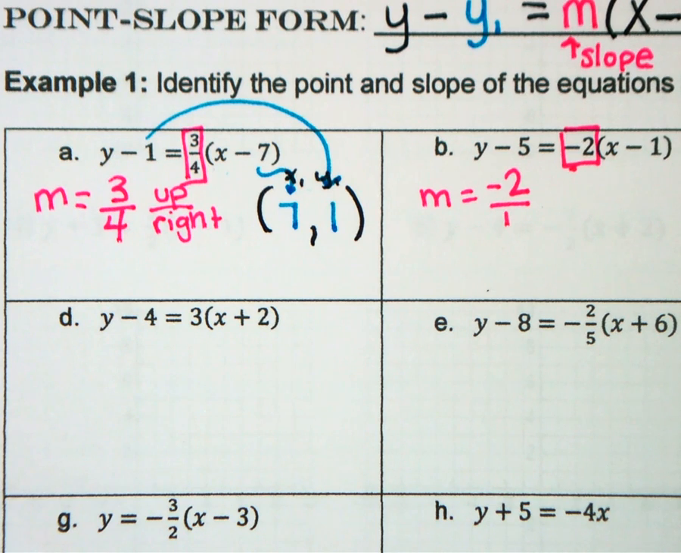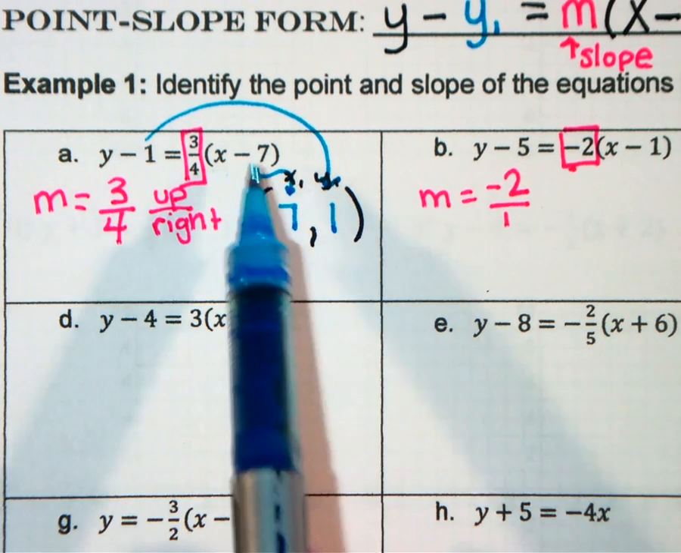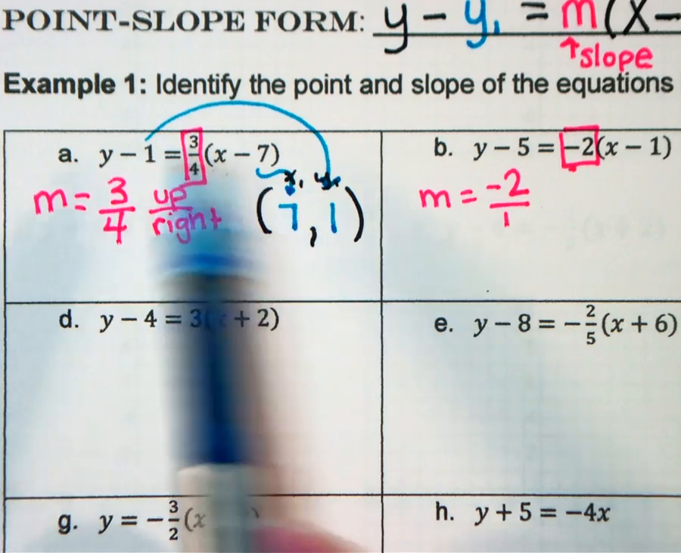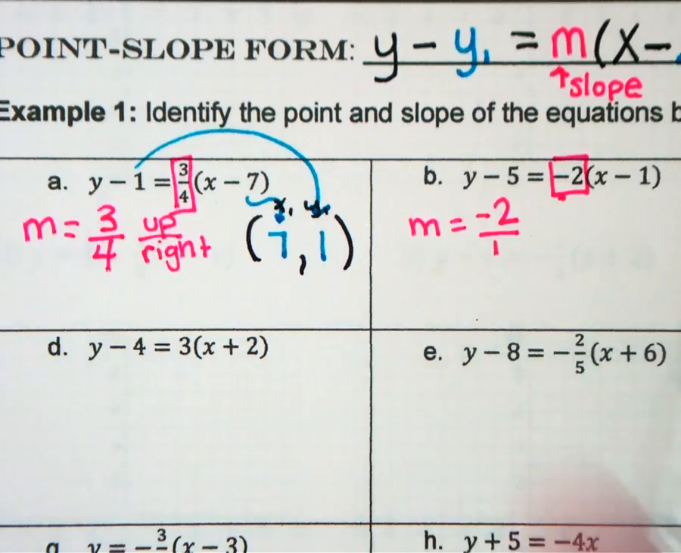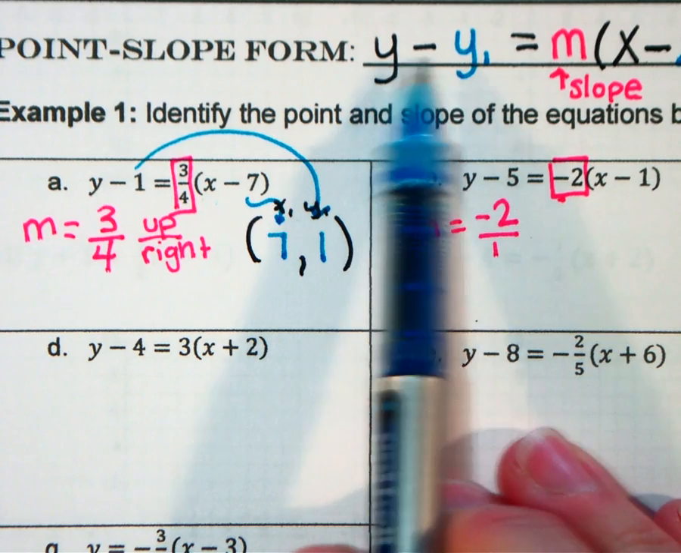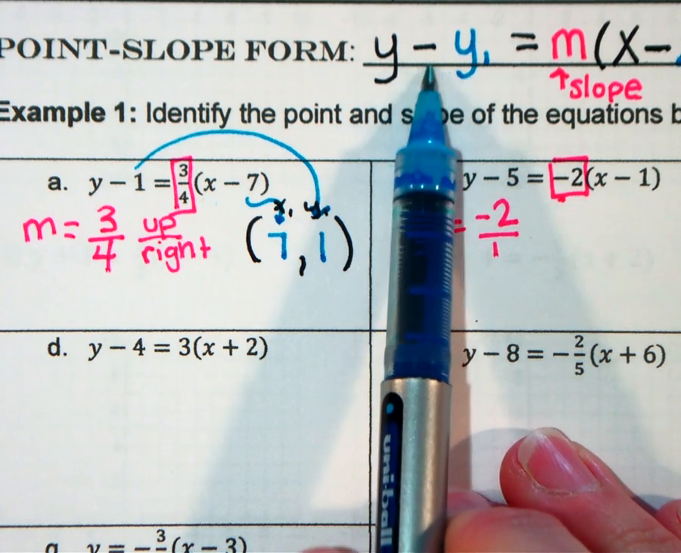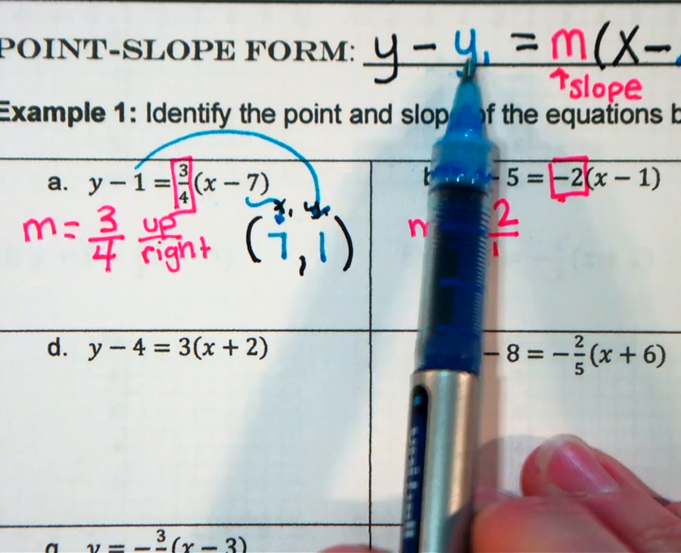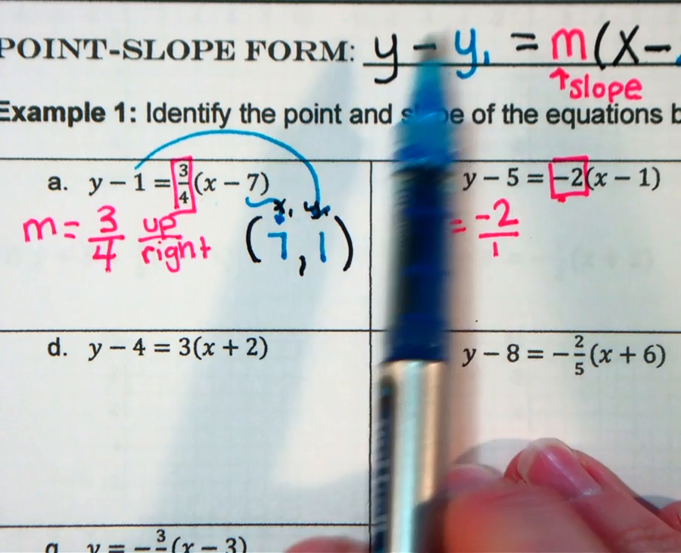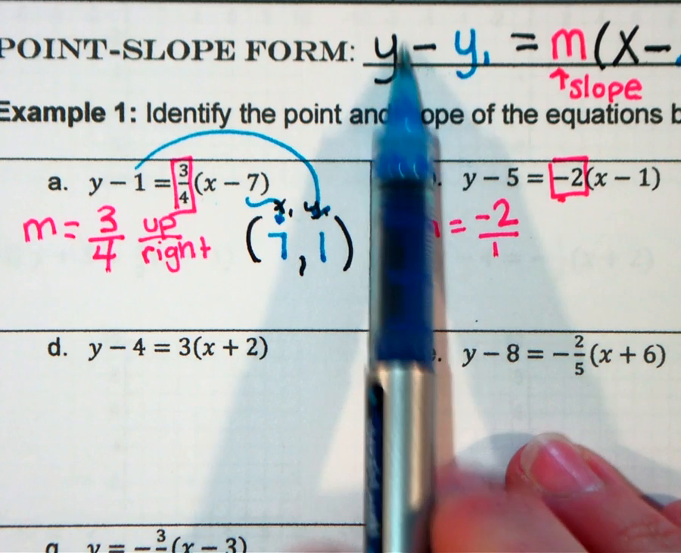Okay, now, you might be asking yourself right now, how come I didn't put -7? How come I didn't put -1? Well, if you look up here, the formula is y minus. So that minus sign is a part of the formula. It is not a part of this number, and that's the number that we want. We want to pull this number out. We don't want to pull out this negative sign.